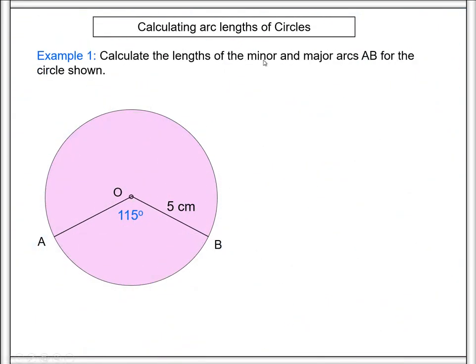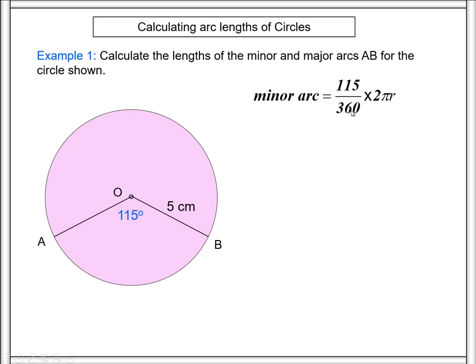So calculate the lengths of the minor and major arcs AB for the circle shown. So the length of the minor arc, we've got a formula for the arc. It's going to be theta, which is 115 divided by 360 times 2 pi r.